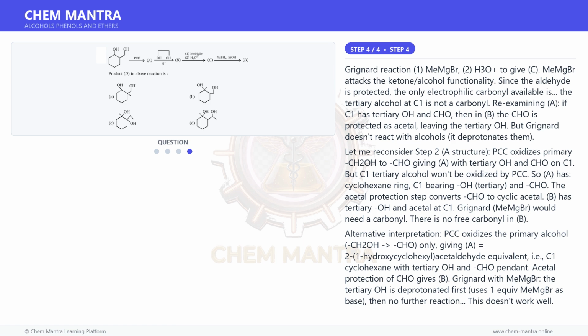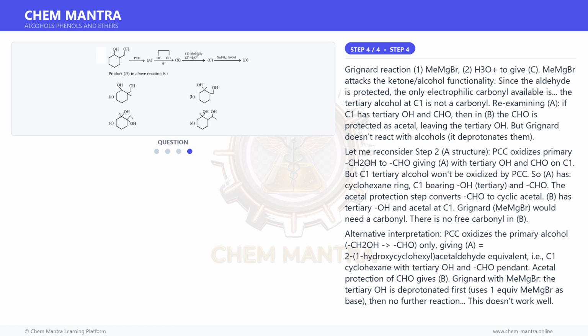Alternatively, perhaps the starting material is actually a 1,2-diol on cyclohexane, with 1 carbon bearing CH2OH. Let me reread. The structure shows cyclohexane with OH at C1 and CH2OH at C1, geminal. Most sensible pathway: PCC oxidizes primary CH2OH to CHO, so A is 1-hydroxycyclohexane-1-carbaldehyde. Ethylene glycol and H+ protect the aldehyde as an acetal. B is the acetal-protected compound with the tertiary OH free.